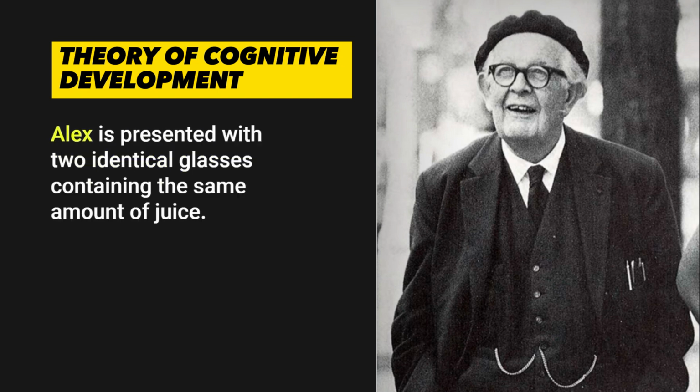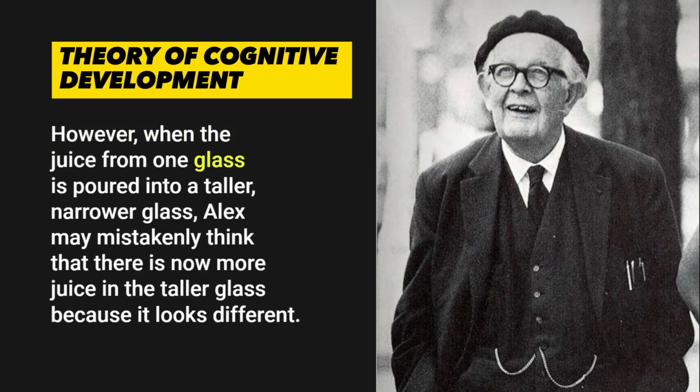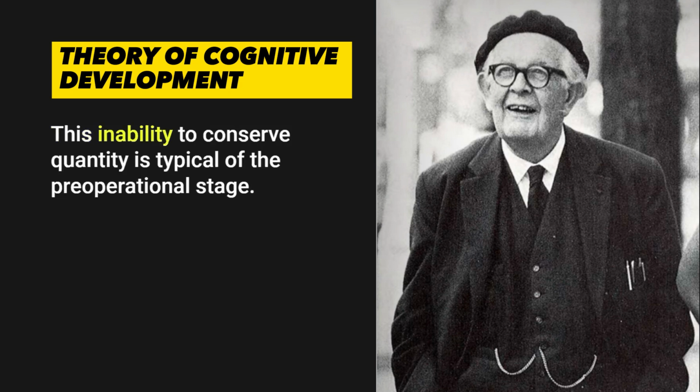Example with Alex. Alex is presented with two identical glasses containing the same amount of juice. He acknowledges that they have the same amount. However, when the juice from one glass is poured into a taller, narrower glass, Alex may mistakenly think that there is now more juice in the taller glass because it looks different. This inability to conserve quantity is typical of the preoperational stage.